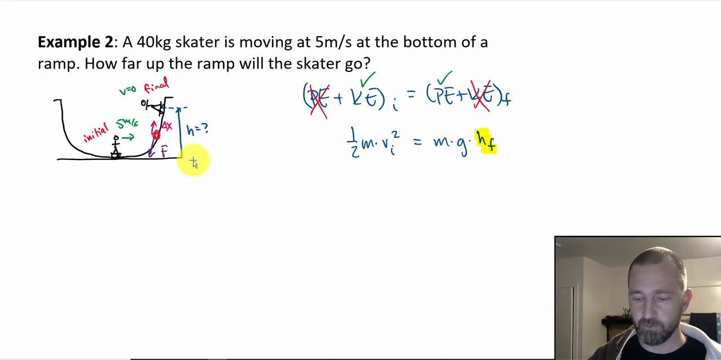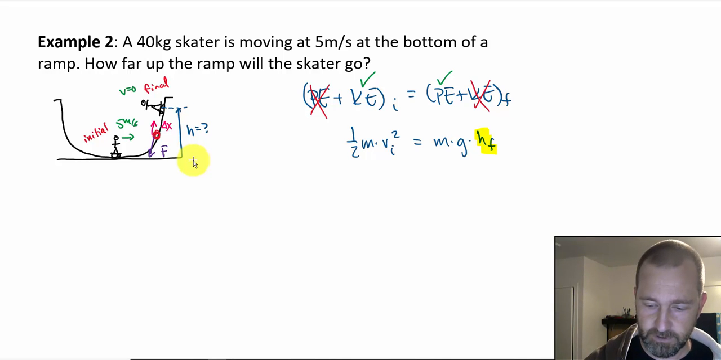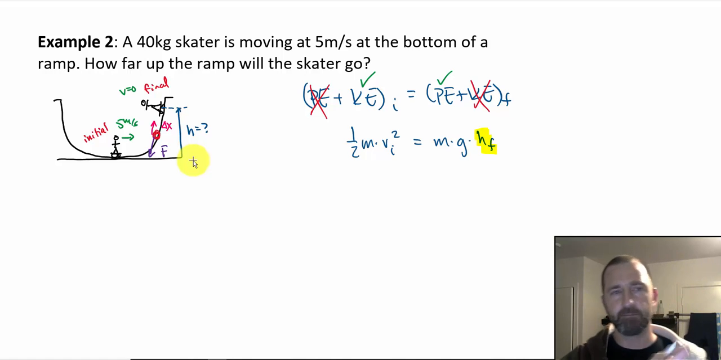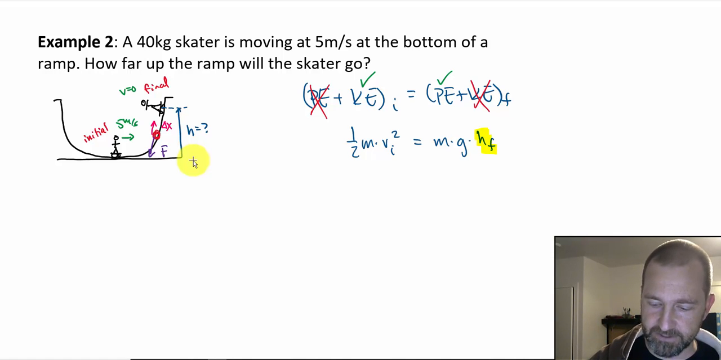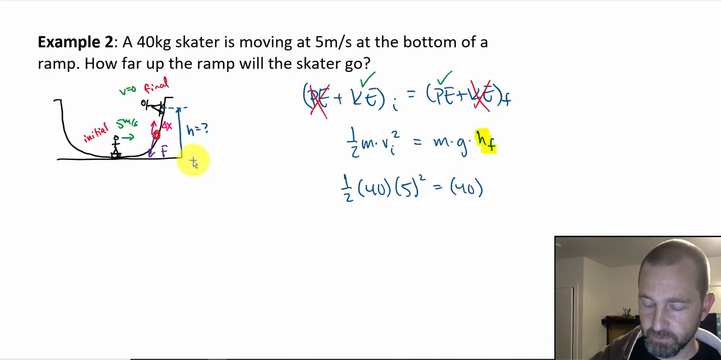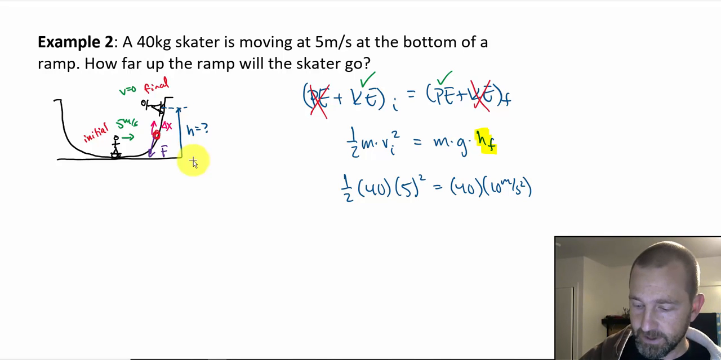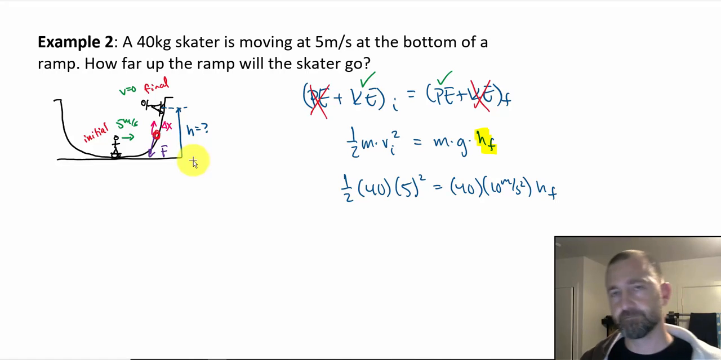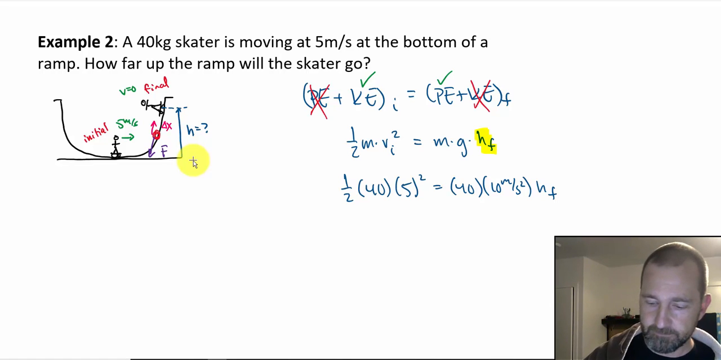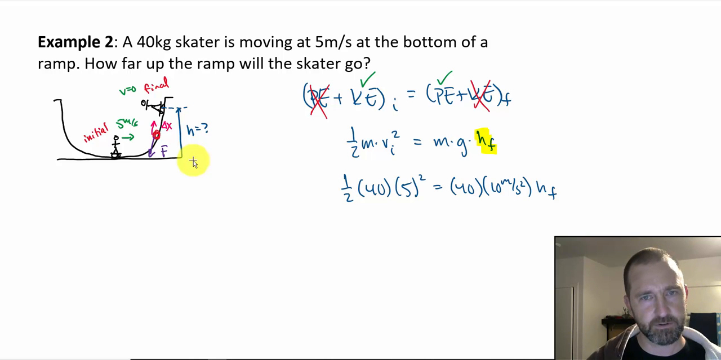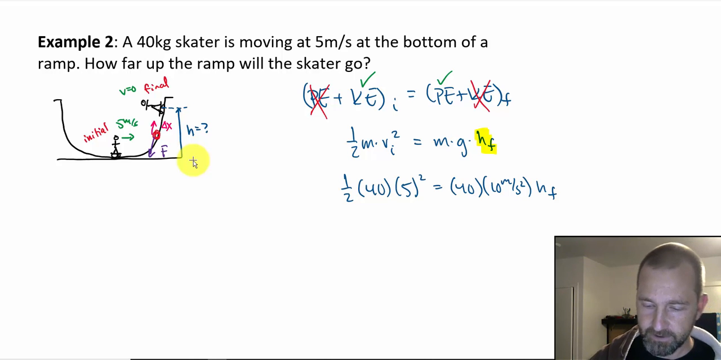So let's go ahead and calculate out what we get for an answer here. I can put in the numbers. Now again, mass does cancel out, but I don't want to actually cancel it out. I want to do it with all the numbers. I'd have 40 kilograms, I'd have 5 meters per second, the quantity squared. I'd have 40 kilograms, we're using 10 meters per second squared for the acceleration of gravity. And we have the height as an unknown. So this would be 20 times 25, right? 5 squared. So let's go ahead and get that calculated.